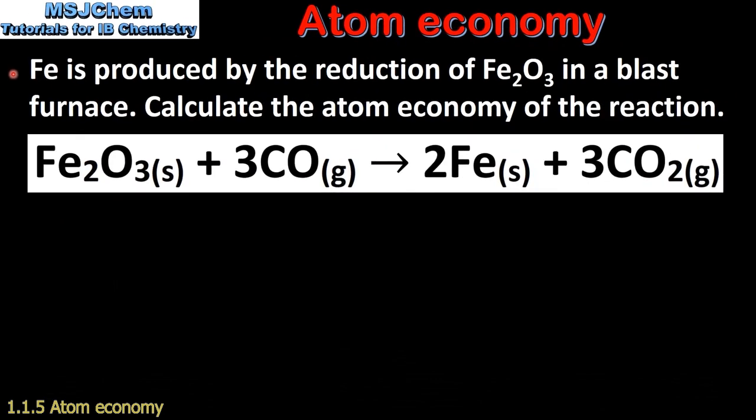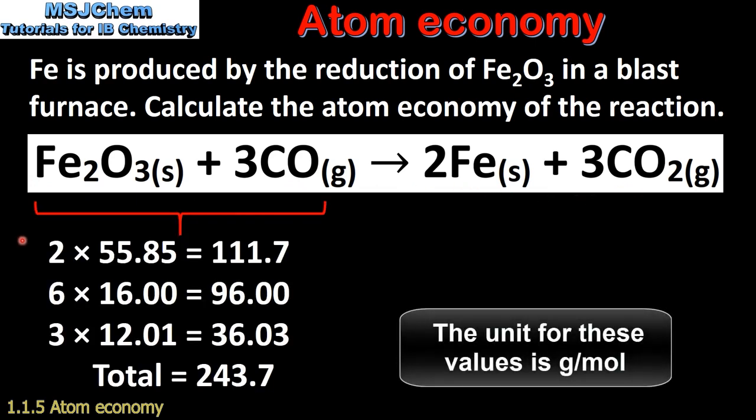Next we look at an example. Iron is produced by the reduction of iron oxide in a blast furnace. Calculate the atom economy of the reaction. Here we have the balanced chemical equation for the reaction. Iron oxide reacts with carbon monoxide to form iron and carbon dioxide.